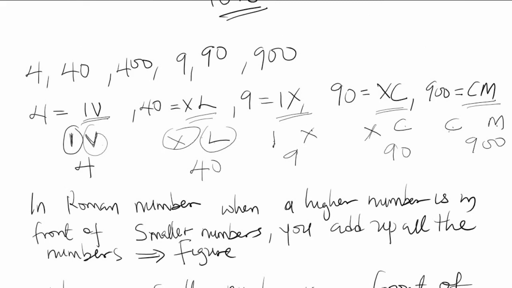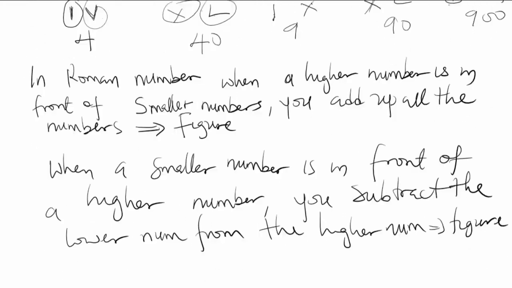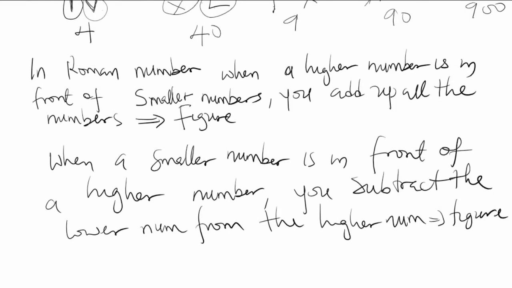So we are going to take another example. Let's take two more examples and we'll call it a day. But what is important is this observation that I've made, that I want you to memorize, to understand and stick to. When a higher number is in front of a smaller number, or is in front of smaller numbers in the Roman numeral system, you add up all the numbers, and that gives you the figure of the Roman numeral. But when a smaller number is in front of a higher number, you subtract the smaller number from the higher number, and that is the figure.